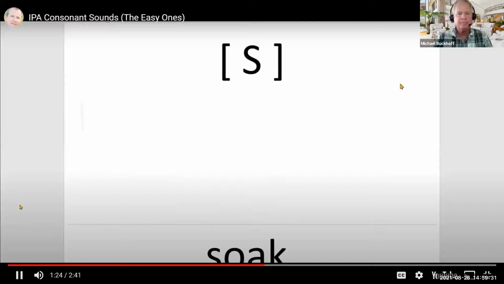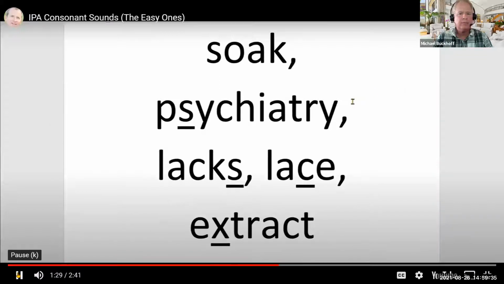S, soak, psychiatry, lax, lace, extract. The only one that's going to throw you off here is probably the X, but it is extract. So the X sound, in many cases, represents a K and an S. So it's a consonant cluster. It's what it is. Now, if X is in the beginning of the word, it's typically a Z, like xenophobia, that kind of thing.